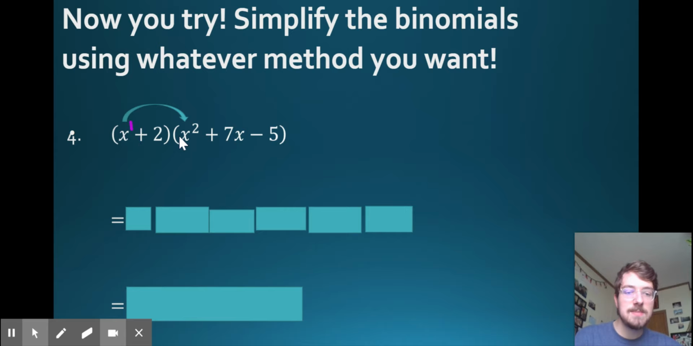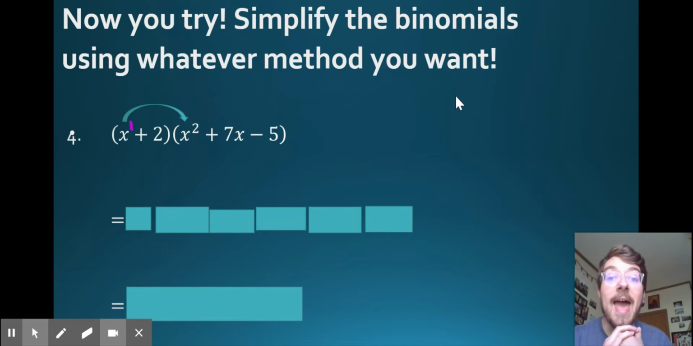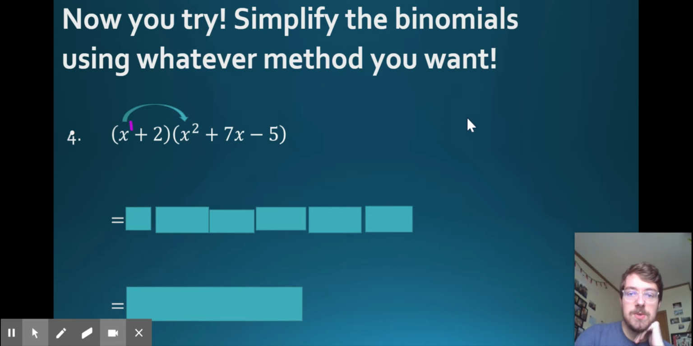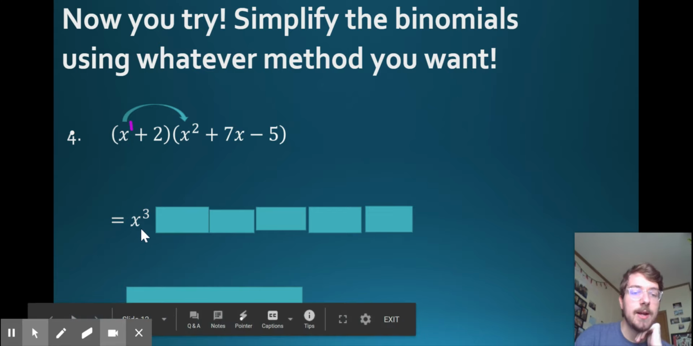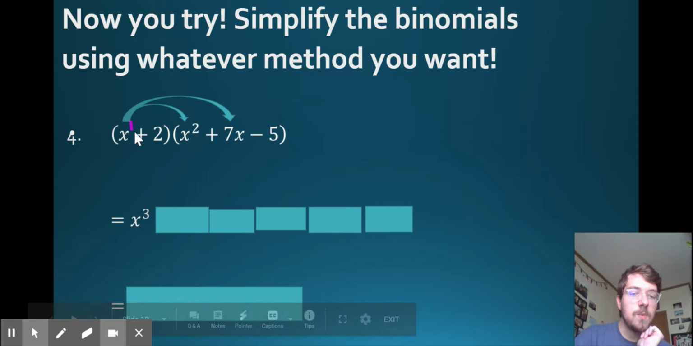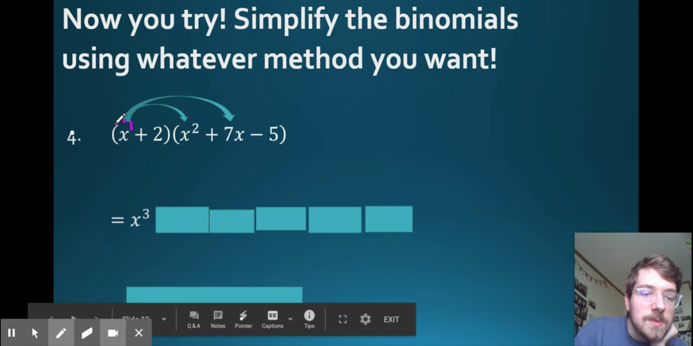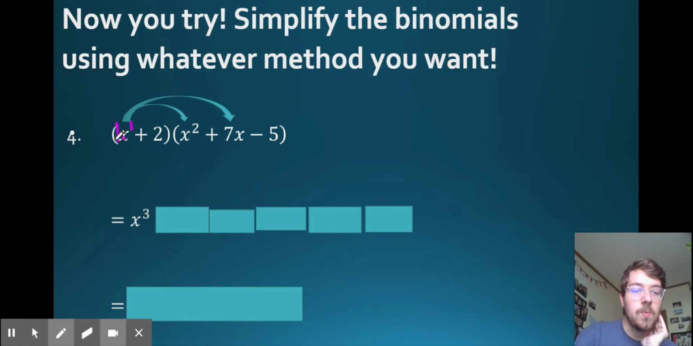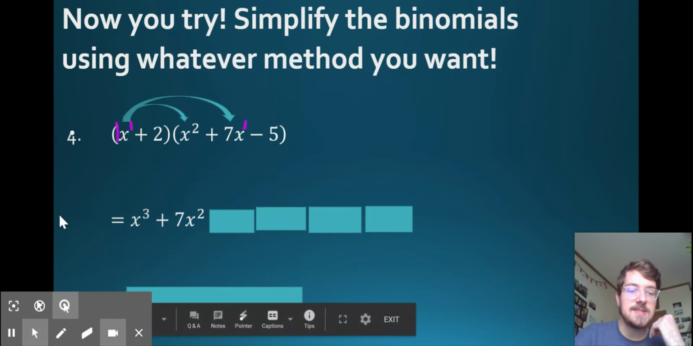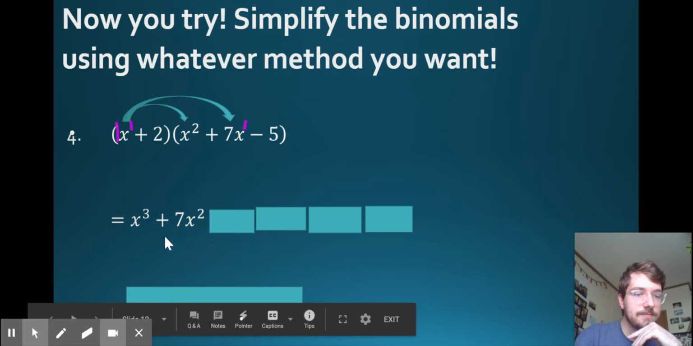So x to the 1 times x to the 2. Don't forget we are adding those exponents, right? So I've got to do 1 plus 2. So I should have x to the third power for this one. Next step. Now I've got to do x times the next term. So I'm going to do x to the 1 times 7x. And there's no number in front of here, so we know that's a 1, right? So I'm doing 1 times 7, which gives me 7, and x to the 1 times x to the 1. So I should have x to the 2. We should have 7x to the 2 for that one.